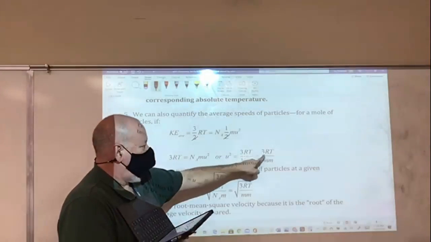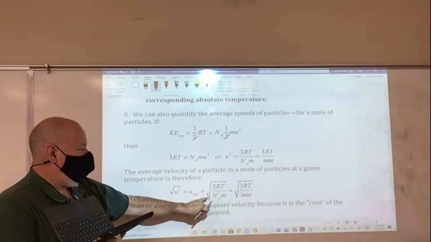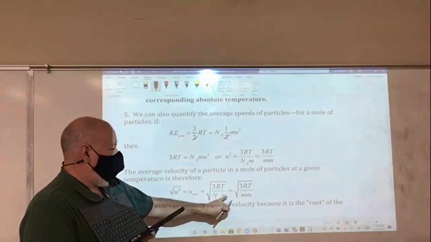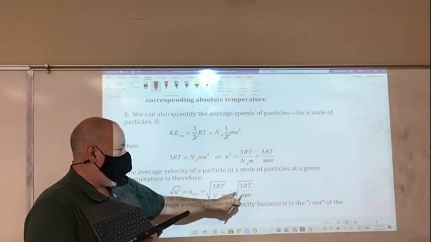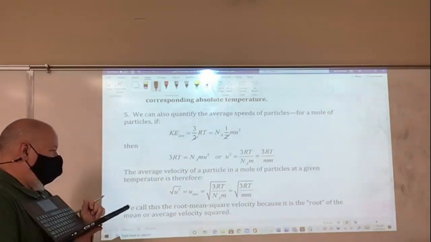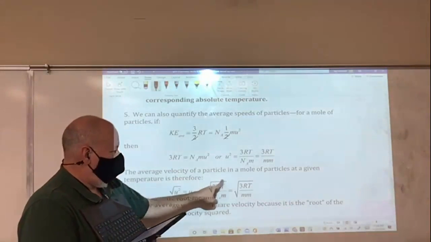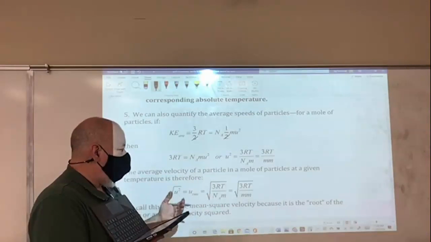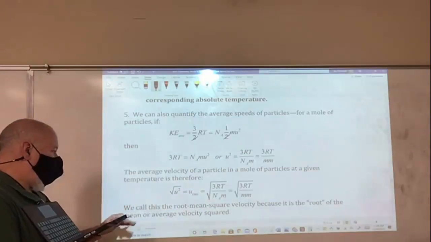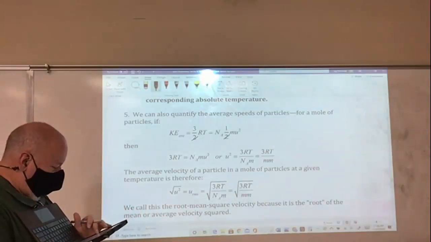So I could take the square root of that then, and the square root of that is going to be 3RT over Avogadro's number times the mass of one particle, or it's going to be 3RT over the molar mass. Okay, and we'll abbreviate this RMS, which means root, mean, which means this is the average velocity, because we're going to have a range of velocities, and square, because we're taking the root of the velocity squared. So root mean square velocity is what this is called.